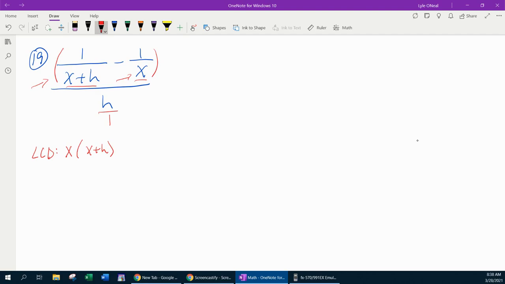h over 1. Okay, so again, I'm going to take a different approach here, trying to show you several different options for the way you can approach these problems. I'm going to write this as 1 over x plus h minus 1 over x in parentheses, because that is the numerator. And then I can say that that is divided by h over 1. Now, expressing it like this helps me remember that this is really the KCF. This is the keep, change, flip. And then what I want to do is get these two fractions to become one fraction and do the keep, change, flip, and simplify.